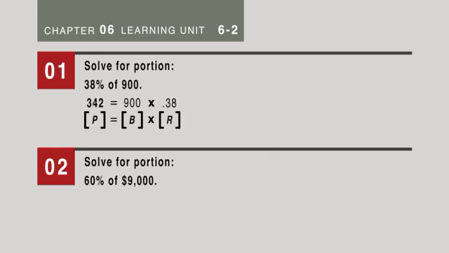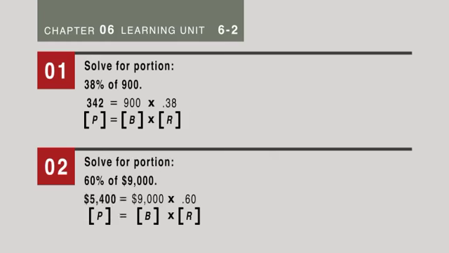Let's look at number 2. We're looking for 60% of 9,000. Again, we are solving for portion. So we take the base times the rate. 9,000 base times the 0.60 rate, which is 60% turned into a decimal. So 9,000 times 0.6 is 5,400. So our portion is 5,400.